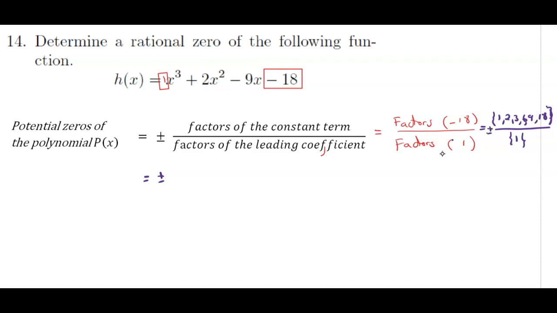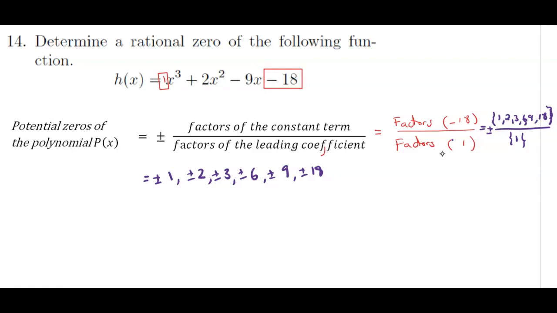So the potential zeros are plus or minus 1, plus or minus 2, plus or minus 3, plus or minus 6, plus or minus 9, and plus or minus 18. Alright, so those are my potential zeros.